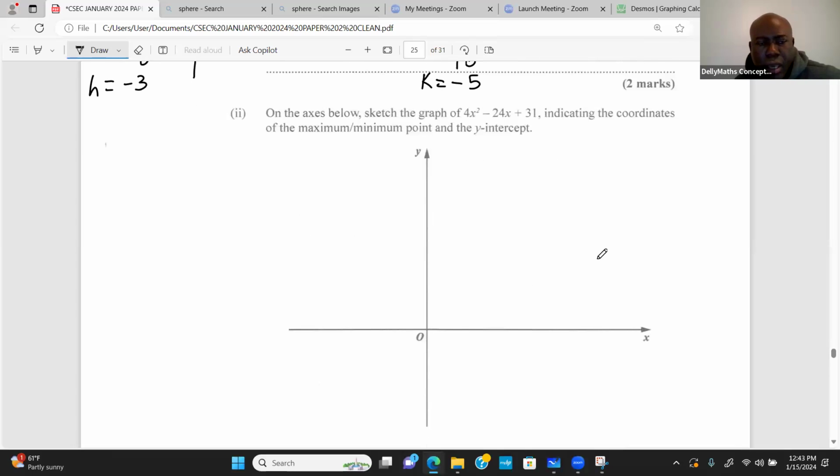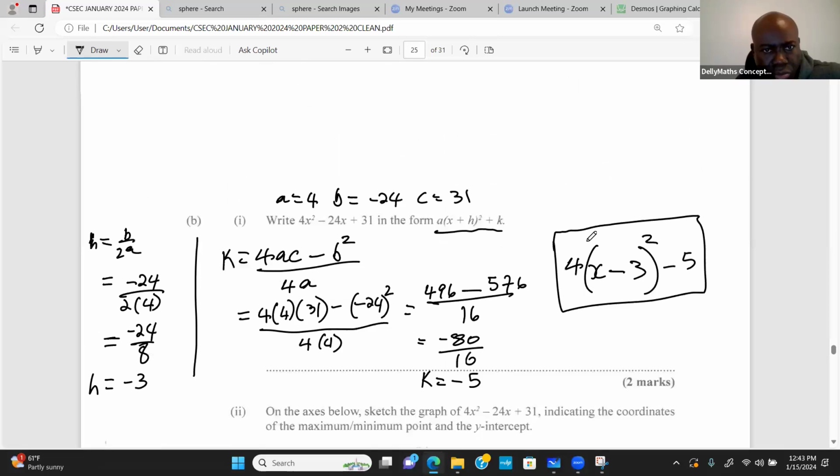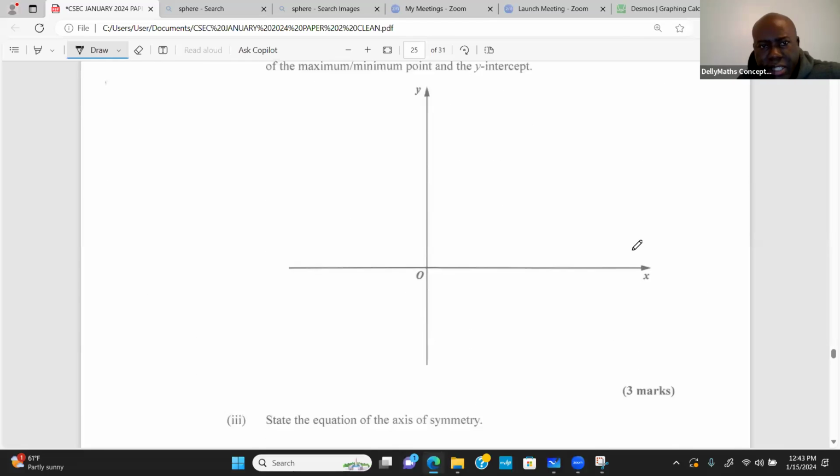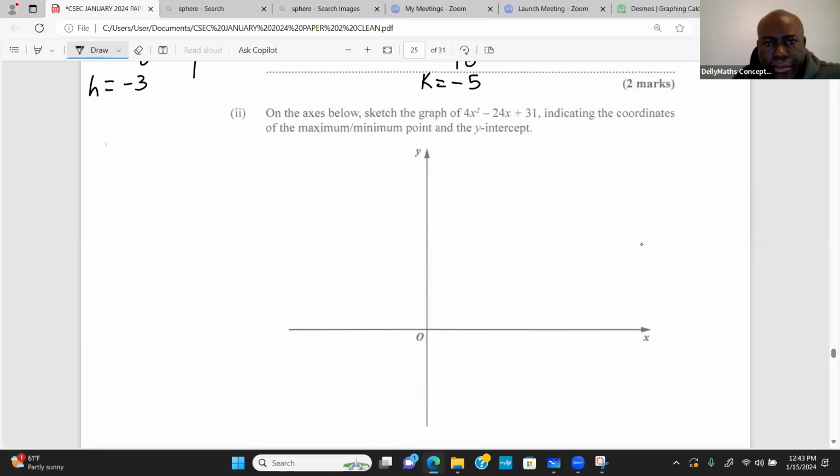Let's keep going. All right, so the question says, on the axis below, sketch the graph of that, indicating the coordinate of the maximum or minimum. Okay, this graph has a minimum because a is positive, so it's going to smile. And the y-intercept. Okay, the y-intercept is actually positive 31. It's coming from the original thing. All right, so let us deal with it.